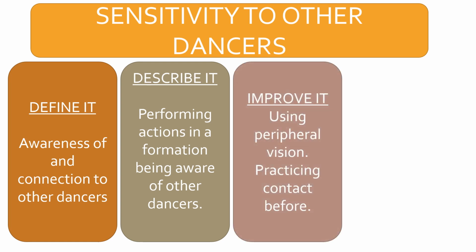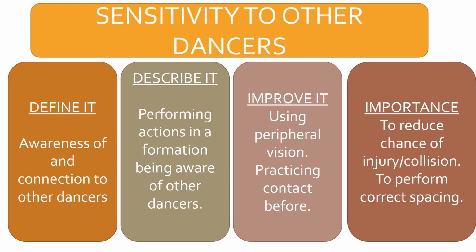So how do we improve sensitivity to other dancers? Again, similar to spatial awareness, you could use your peripheral vision, could use the mirrors, could ask for teacher feedback. You could rehearse contact or harder elements with a large group of people beforehand, keep practicing so that you get more sensitive to where everybody else is. The importance of sensitivity to other dancers. So again, reduce the chance of injuries, collision, so that you're in the correct space. So again, very similar to spatial awareness.